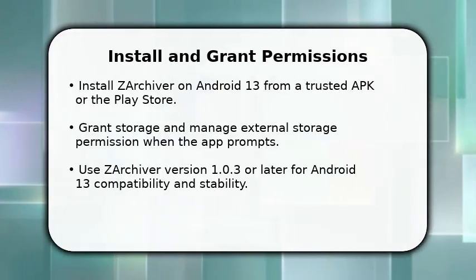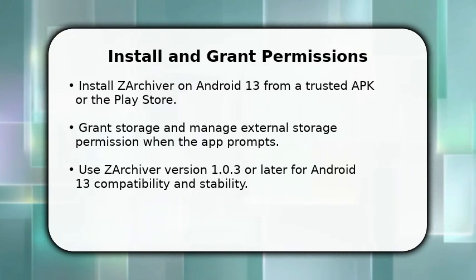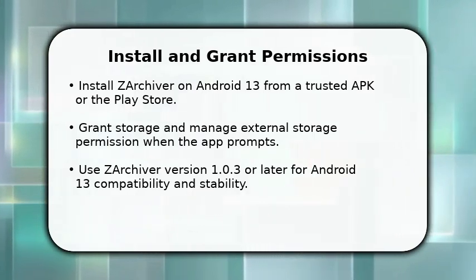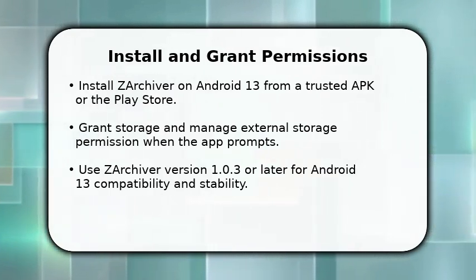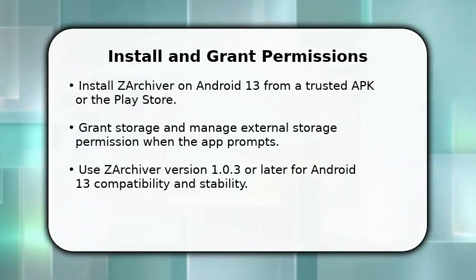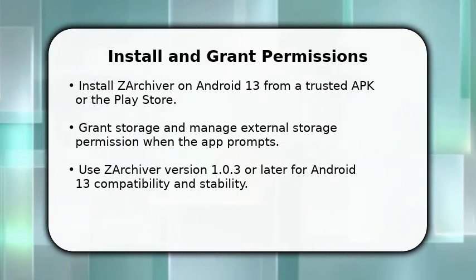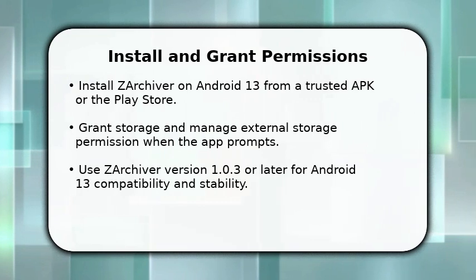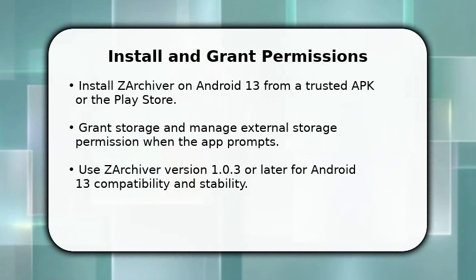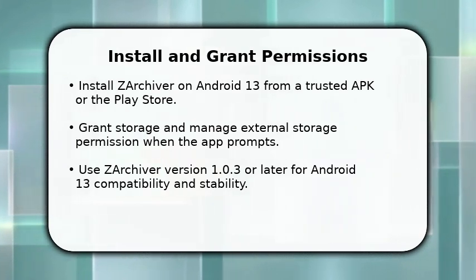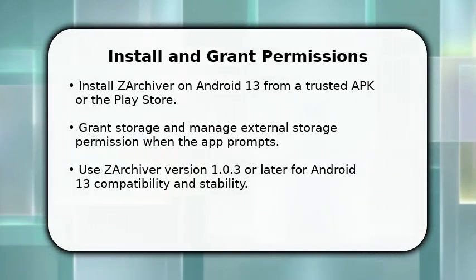Install Zarchiver on Android 13 using the Play Store or a trusted APK file. Verify the app version before proceeding and prefer release 1.0.3 or later for compatibility. Open settings when Zarchiver first asks and grant storage permission and manage external storage. Accept runtime prompts so the app can read and write files across internal and external storage.